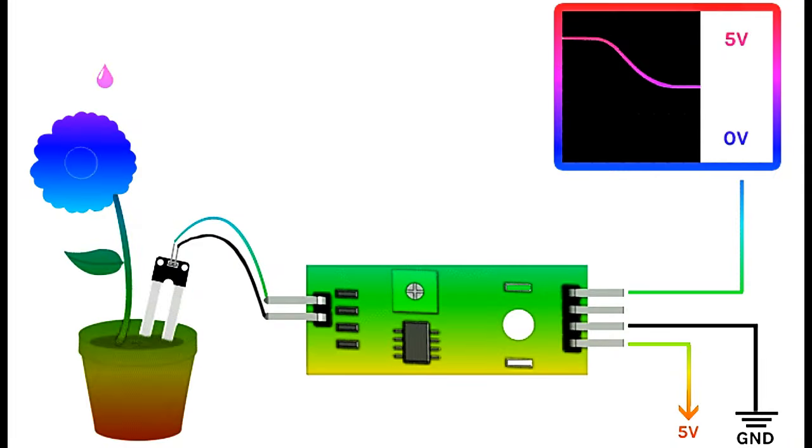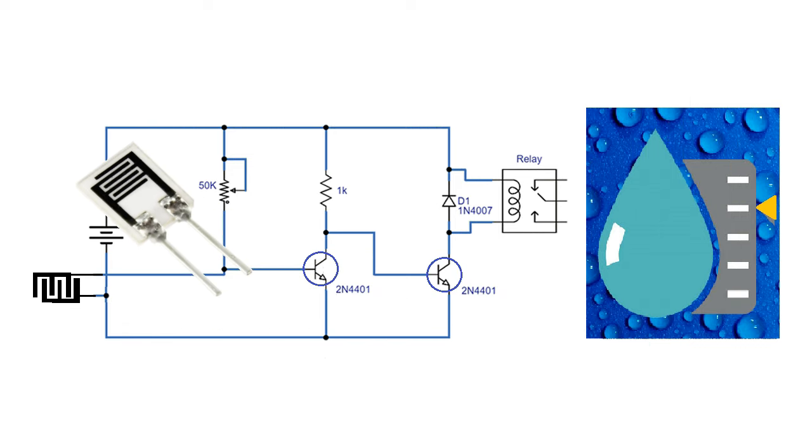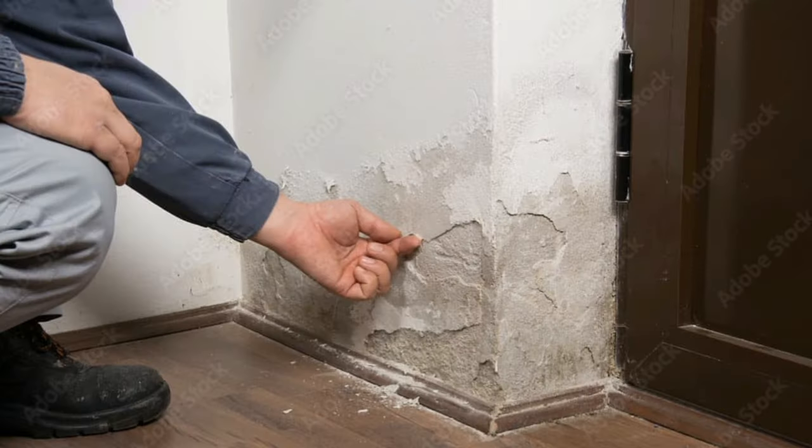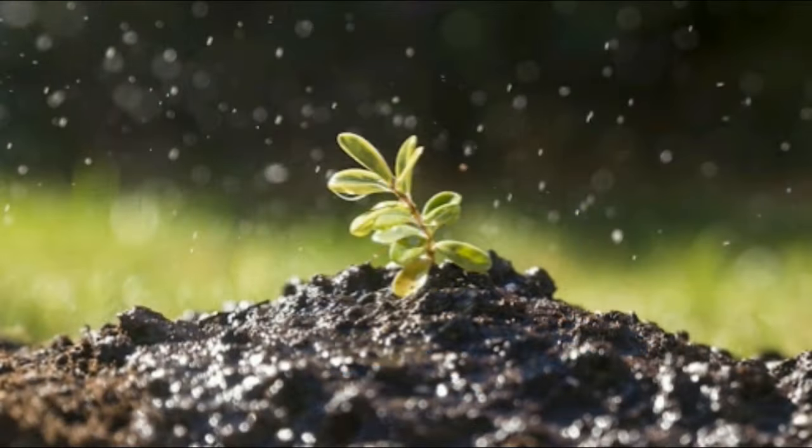In this section, we will examine the humidity-sensitive circuit. This circuit is versatile and very sensitive. It can be used to detect moisture in substances like floors, walls, soil, etc.